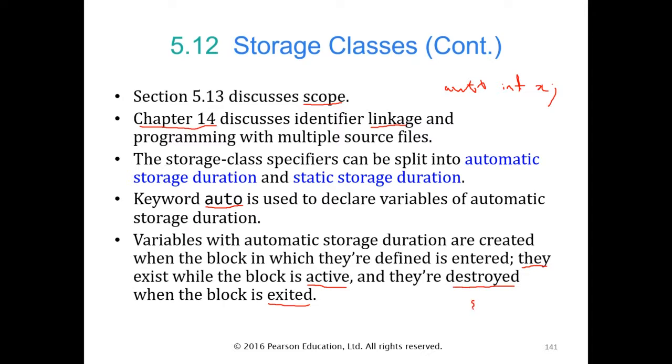So if you define some auto storage variables inside some block of your function, they can be accessed inside this block. Outside this block, they will be destroyed, and so you cannot access them. If you try to access them outside this block, you will not be able to see them. Okay.